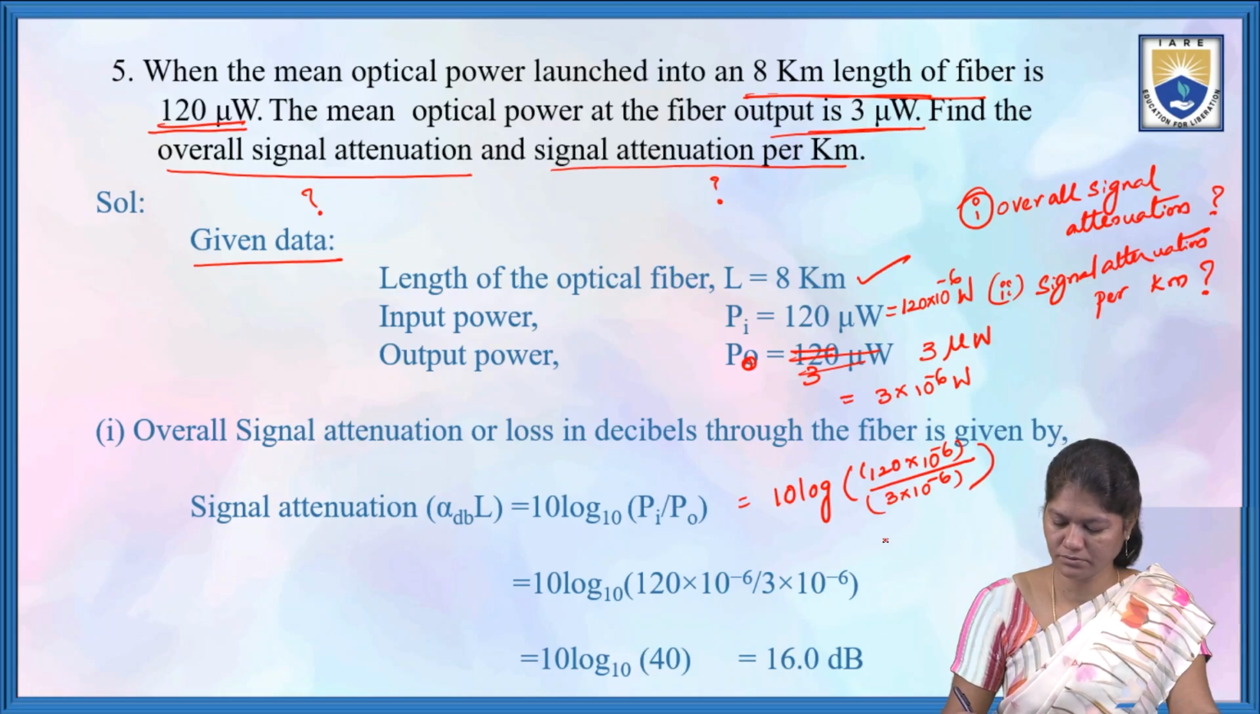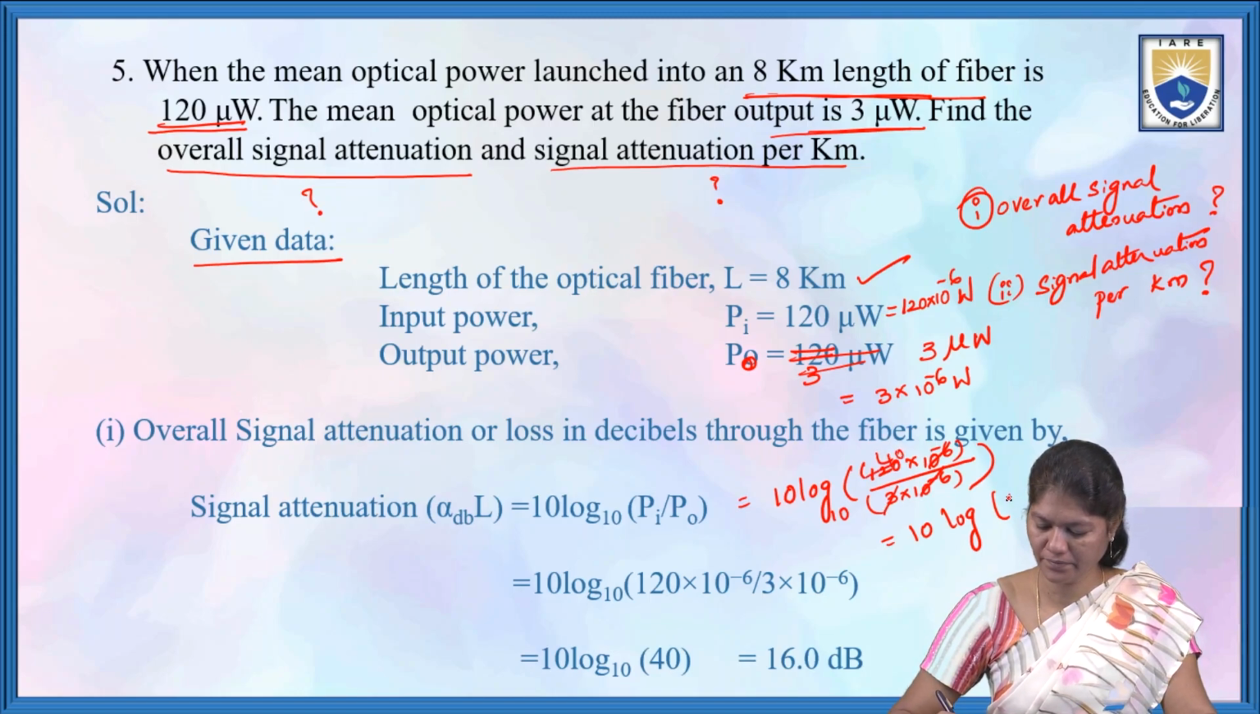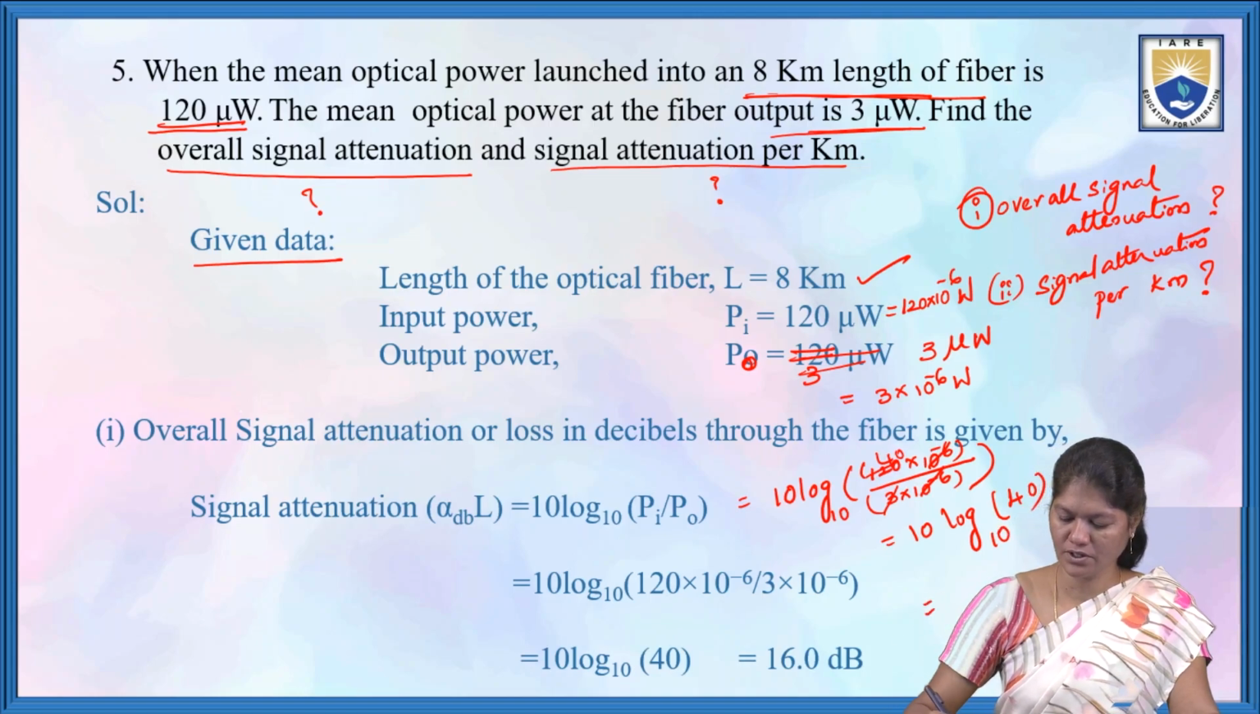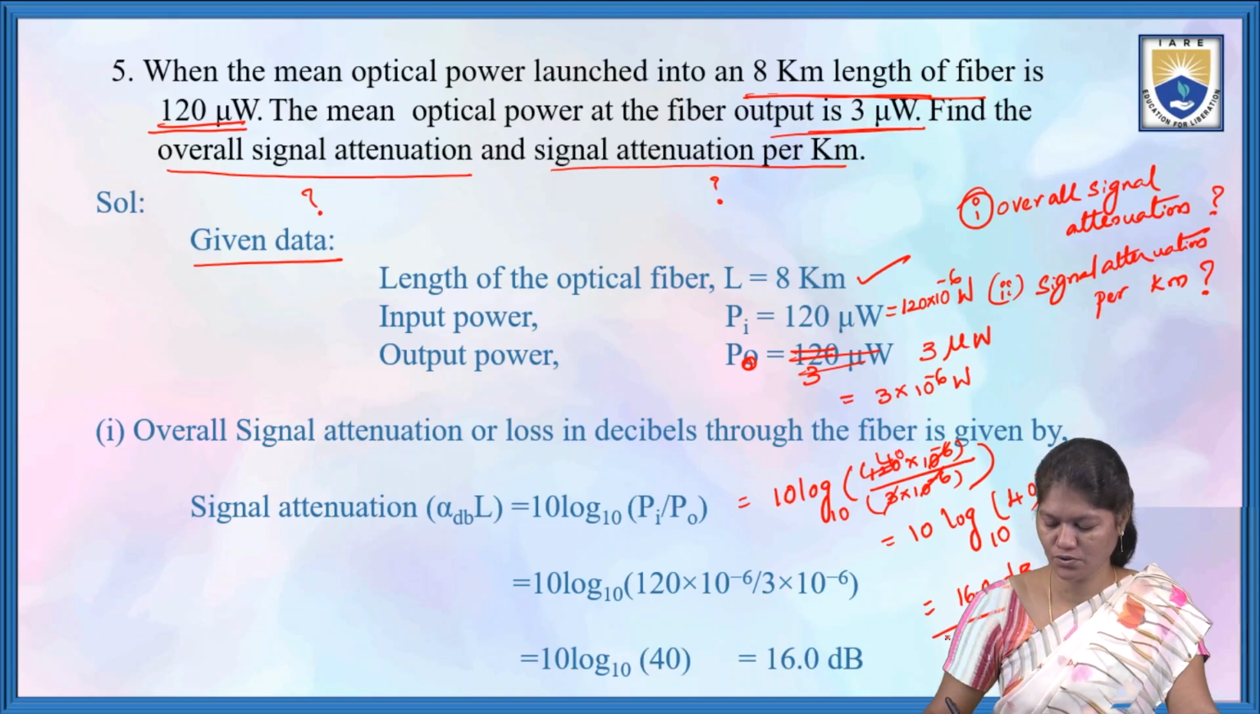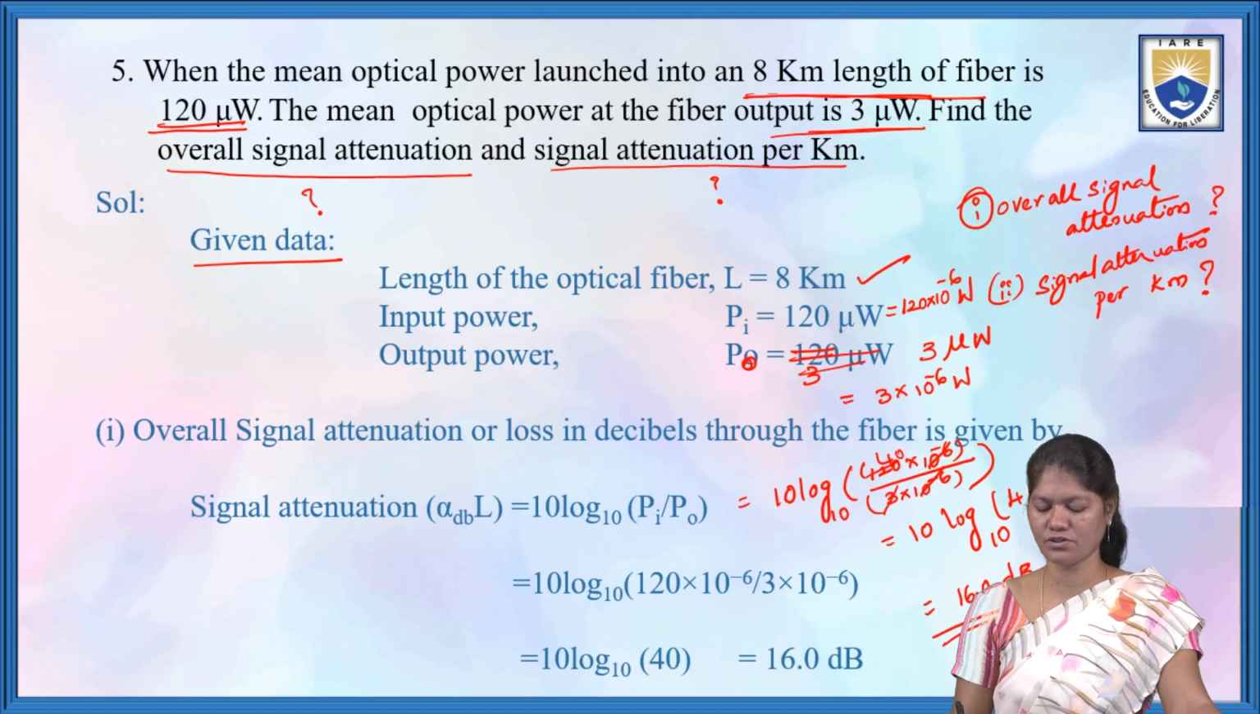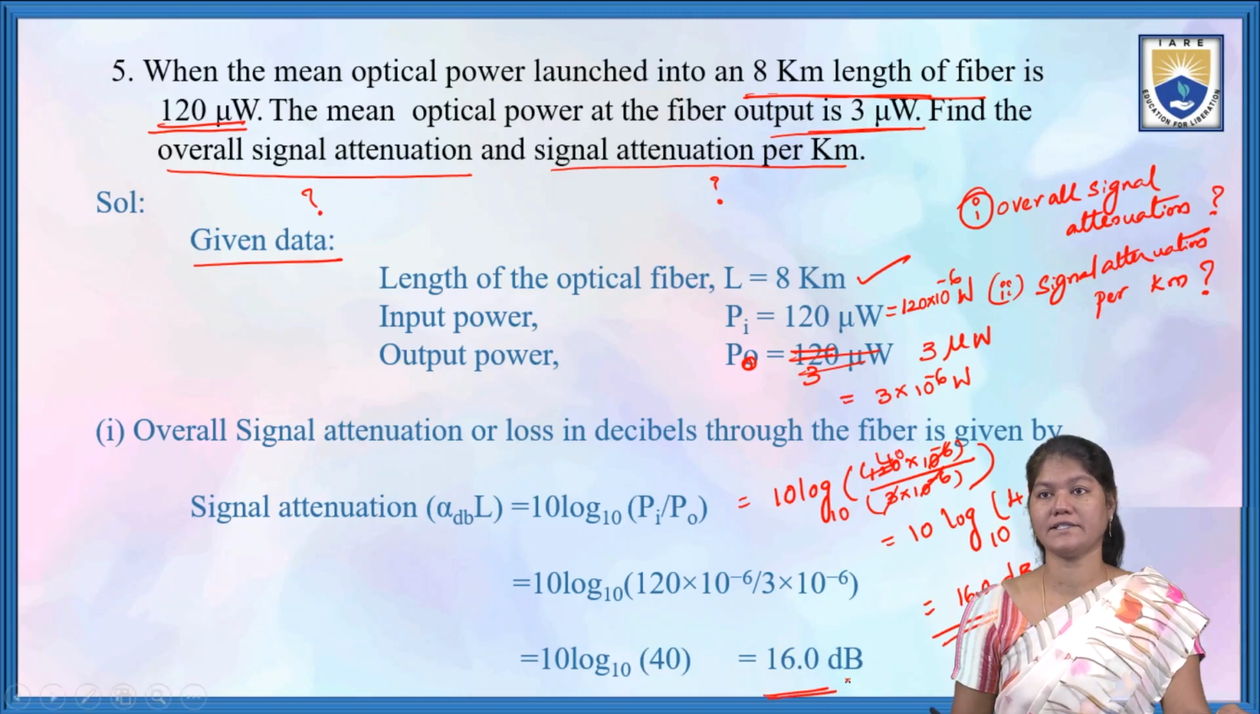So it is equal to 10 log of 40, the 10 power minus 6 cancels. The value of this one is 16.0 decibels. So the signal attenuation is equal to 16.0 decibels.